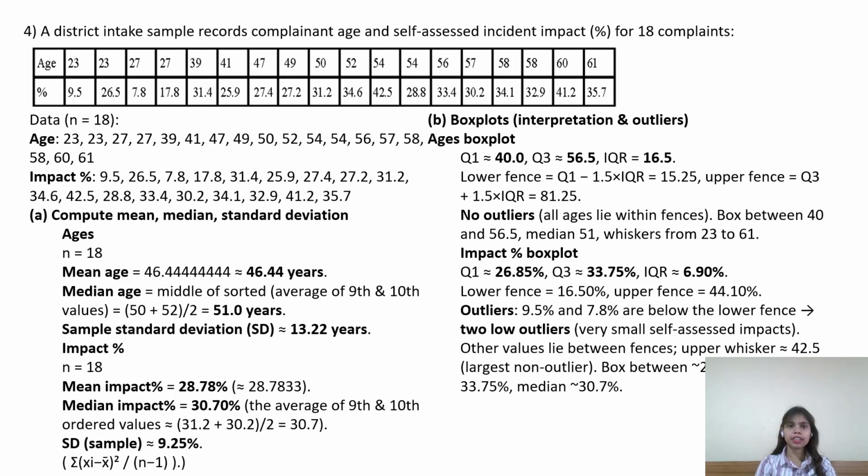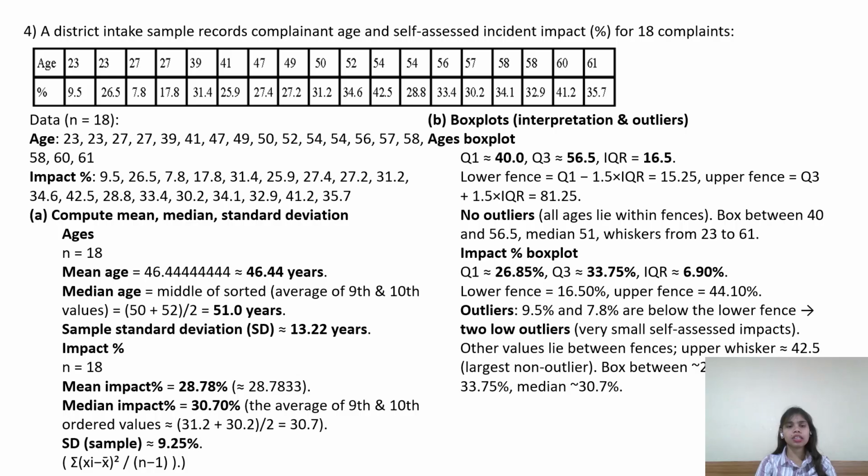Code. A district intake sample records complete age and self-assessed incident impact percentage for 18 complaints. Data, n equals 18. Age equals 23, 23, 27, 27, 39, 41, 54, 54, 56, 57, 61. Impact percentage 9.5, 7.5, 17.5 to 35.7. A. Compute mean, median and standard deviation.